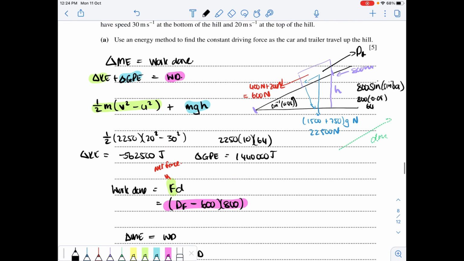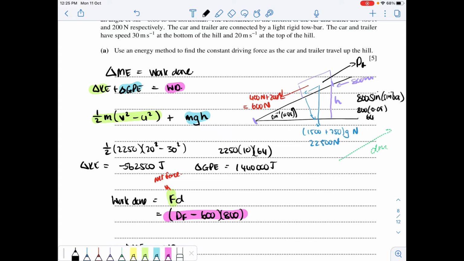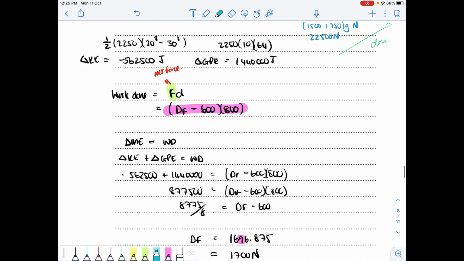Okay, so important to draw a diagram for yourself so you can see all the forces. You need to remember that when we are using the work energy principle, we do not include this force as part of our work done, because we are already considering it as our change in gravitational potential energy. So we've pulled that force out and we've considered it rather as change in gravitational potential energy.